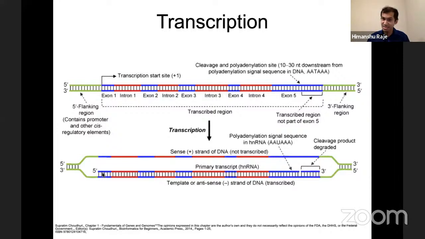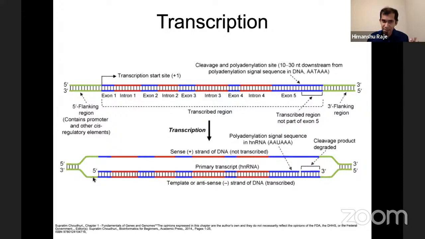Makes perfect sense to us because RNA is single-stranded. The cell is never going to use both of these DNA strands and form a double-stranded RNA. That's not how it happens. RNA is rarely double-stranded. If it is double-stranded, then it is the single-stranded RNA folded onto itself. That's it. Otherwise, RNA is single-stranded, so only one strand of DNA is used.